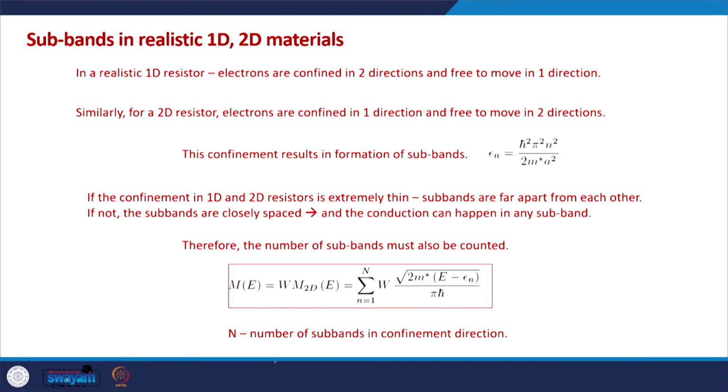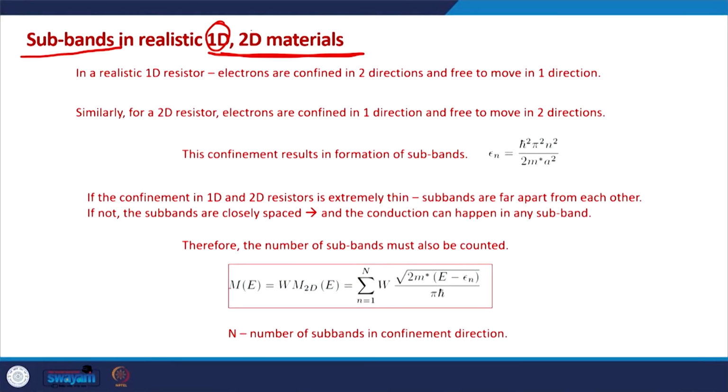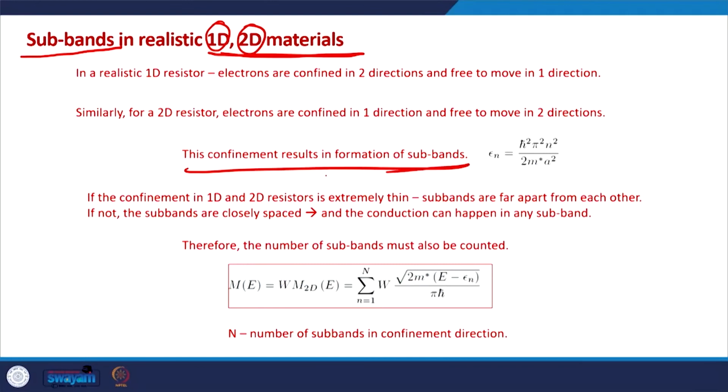Then we had a discussion on the subbands in 1D and 2D materials, because in practice 1D and 2D materials are not actual 1D, 2D materials, they are quasi 1D and quasi 2D materials. So electrons can move in one direction freely but are confined in the other two directions in 1D materials. Similarly, in 2D materials, electrons can move in two directions and are confined in the third one. And that's why in this confined direction, energy states become discrete, and we need to consider the subbands because of these discrete energy levels. So that's what we discussed.